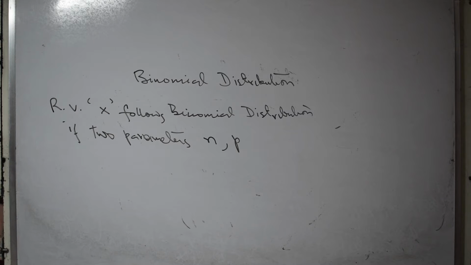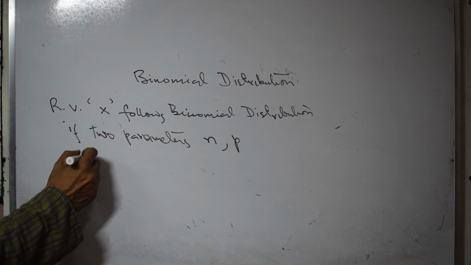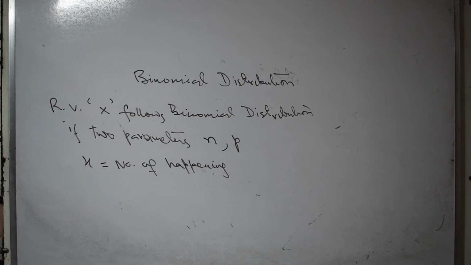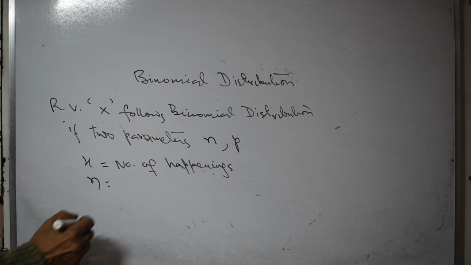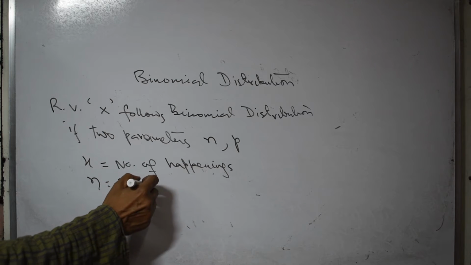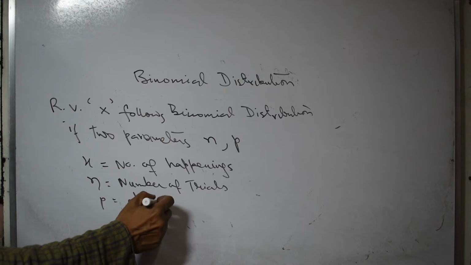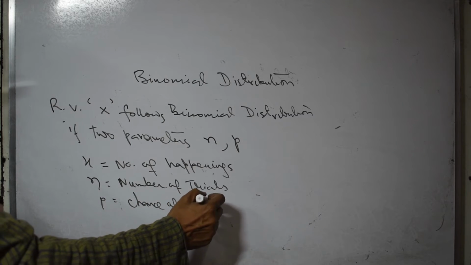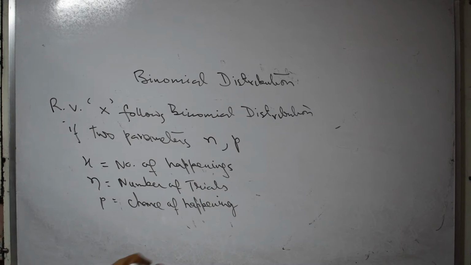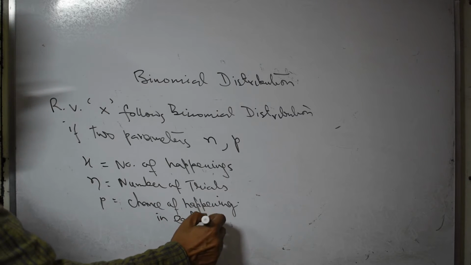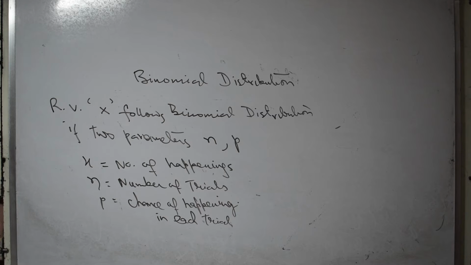Normally when we discuss this topic, we see that it is applied to find the number of occurrences. X means number of occurrences, number of happenings, how many happenings of any particular outcome. If we are repeating n times, n means number of trials, how many times we are repeating, and p is considered to be the chance of happening in each trial. Whatever the event we are considering, what is the chance of that event in each trial, meaning each repetition.